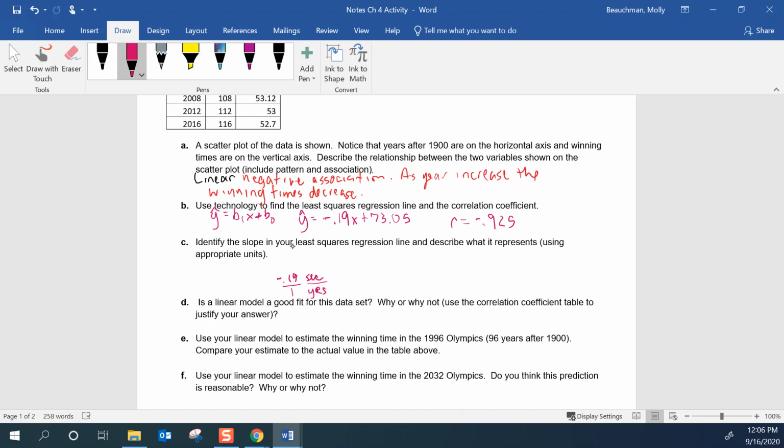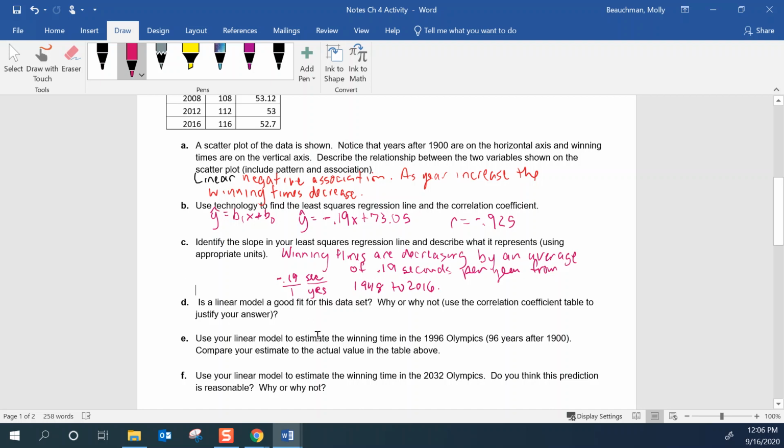So the sentence that we would say is: winning times are decreasing by an average of 0.19 seconds per year. And put the data that we have. What years do we have? From 1948 to 2016. So that's the interpretation of the slope.